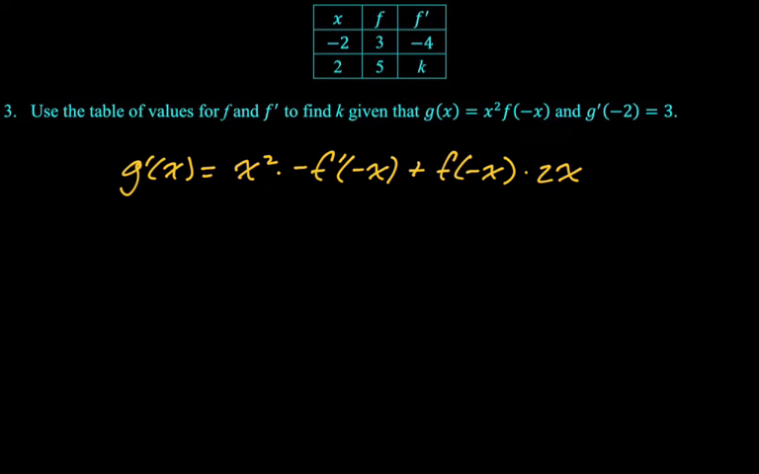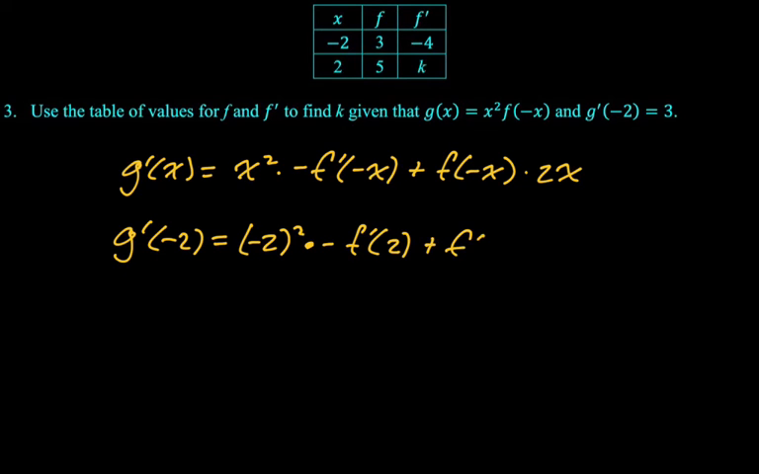Now we got to sub in. So this is where I really advocate showing this step, especially on a problem like this, where you're going to take the opposite of some values because you have negative x's. So we're going to just plug in -2 everywhere we see an x. We get quantity -2 squared, times negative f prime of positive 2, plus f of positive 2, and then times 2 times negative 2, so negative 4.